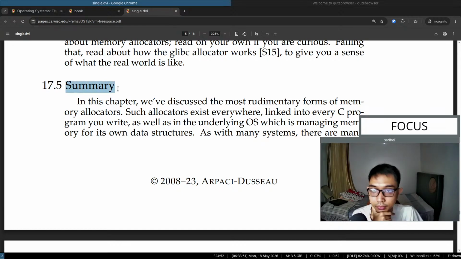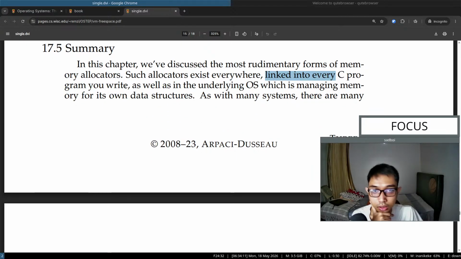Summary. In this chapter, we have discussed the most rudimentary form of memory allocator. Such an allocator exists everywhere, linked into every C program you write, as well as in the underlying operating system which is managing memory for its own data structures.